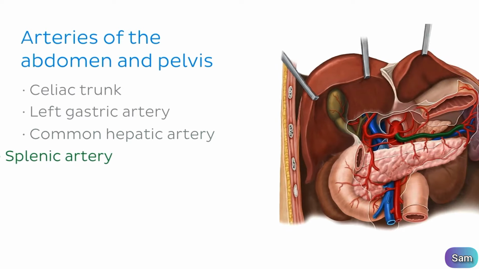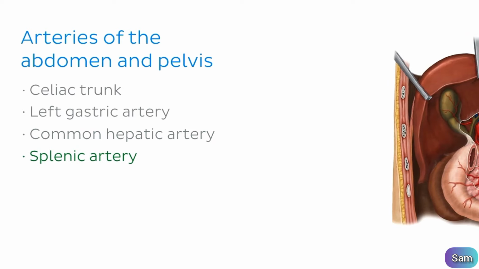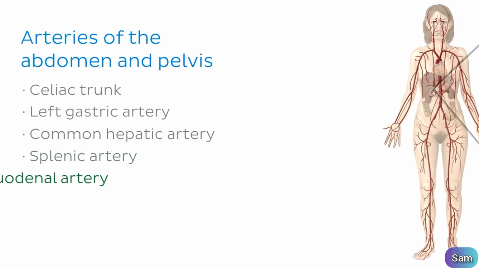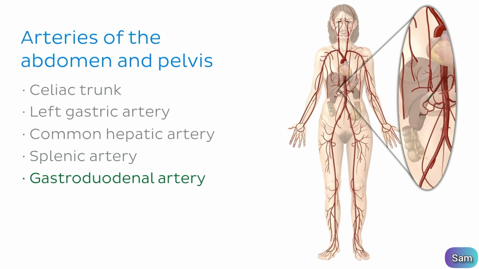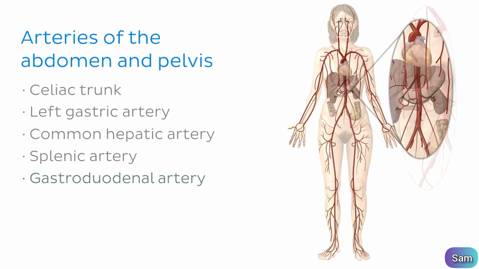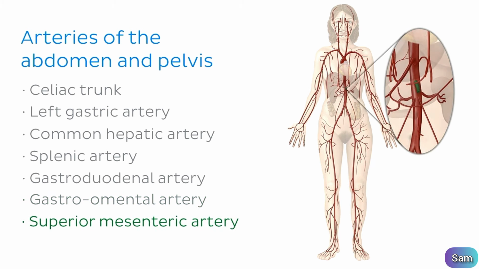We looked then at the splenic artery, which supplies the spleen, as its name suggests. Then we looked at the gastroduodenal artery, which arises from the common hepatic artery. We looked at the gastroomental artery, whose left and right arteries create an anastomosis around the greater curvature of the stomach. We also talked about the superior mesenteric artery, which is the second of the unpaired branches in this region.